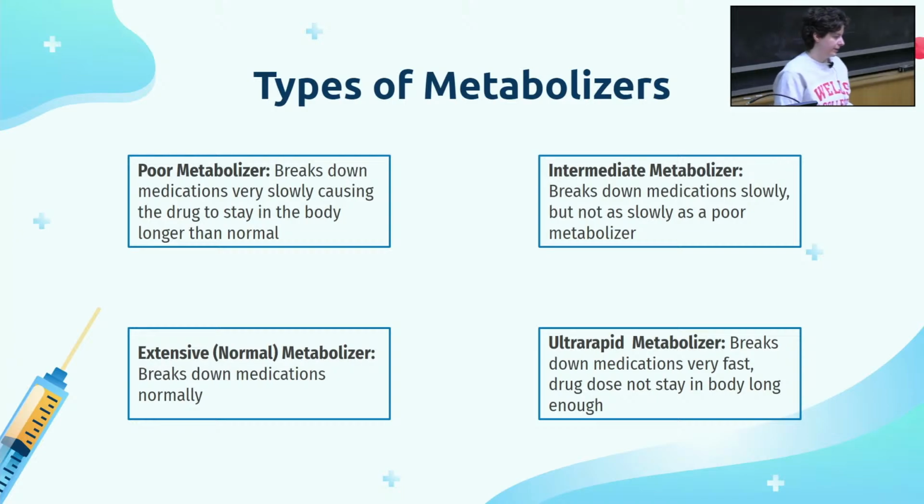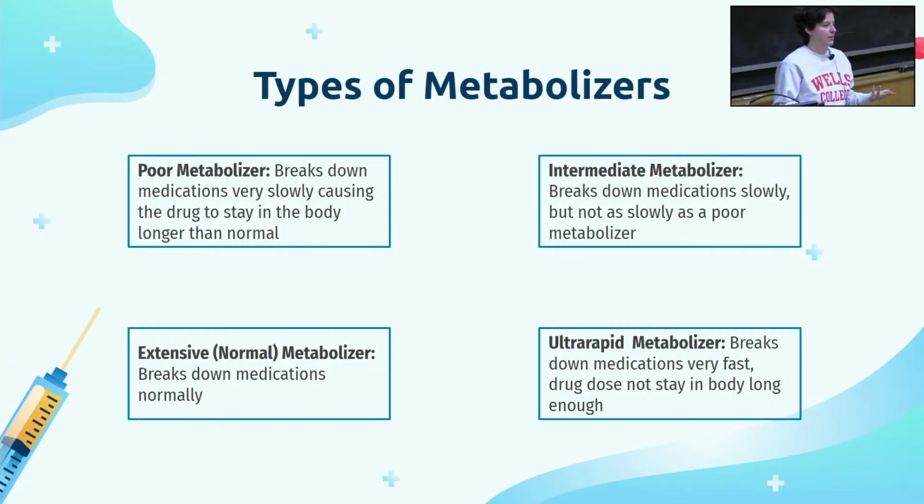Breaks down the drug just normally at normal doses. And then you have your ultra-rapid metabolizers. So that is when you're breaking down medication very quickly and the drug does not stay in the body as long as you were expecting it to. So from this, you can kind of infer where we're getting at here with dosing.